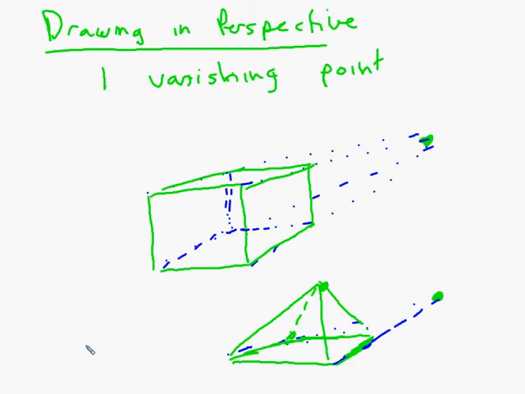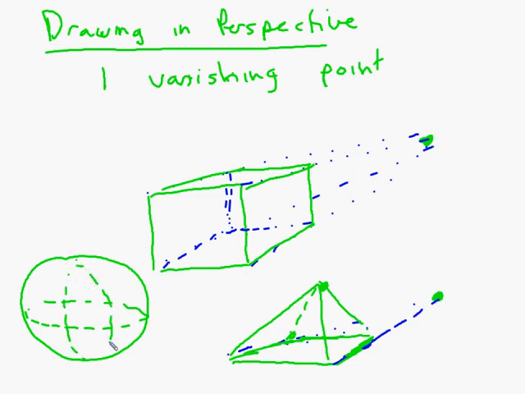Now, spheres and things, I'm not necessarily going to use a vanishing point. If I wanted a sphere, I'm going to draw a circle. And I'm just going to imagine a ball. And I get a pretty good idea that I mean a sphere right there.